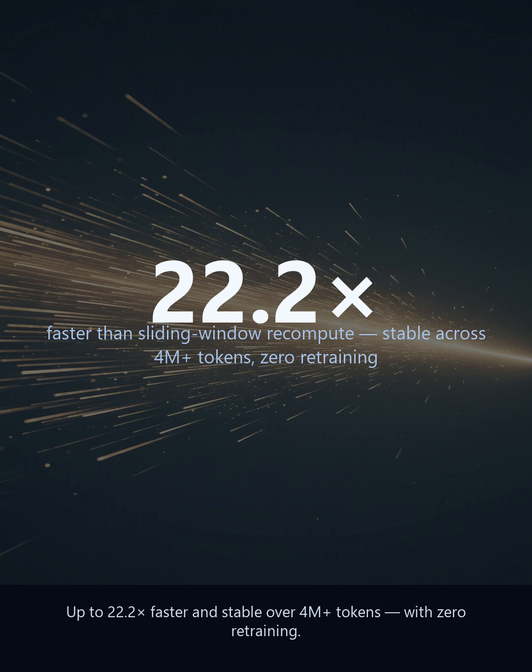The payoff is dramatic. Against a strong baseline that recomputes a sliding window from scratch each step, StreamingLLM runs up to 22 times faster, while holding stable quality across more than 4 million tokens. And it needs 0 retraining. It is purely a change to how the cache is managed at inference. That mix of speed and stability is why it moved so fast from a research paper into production frameworks.